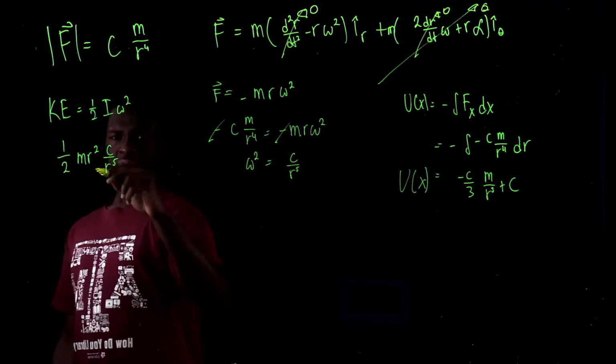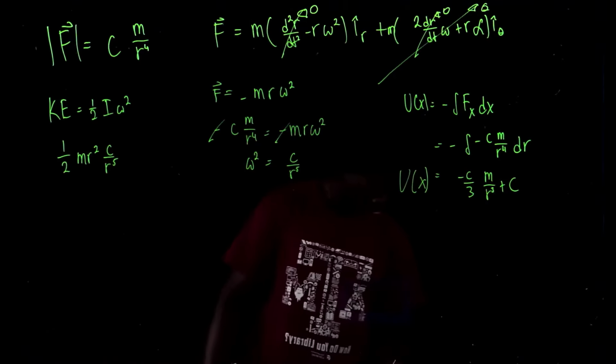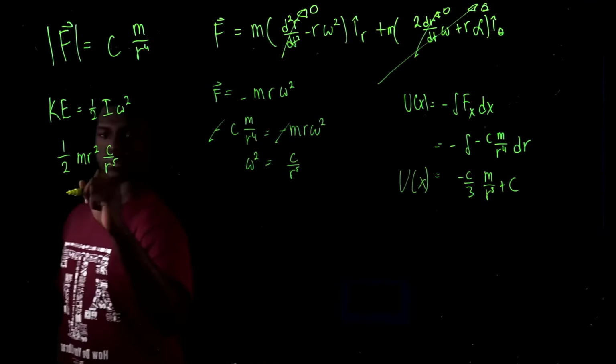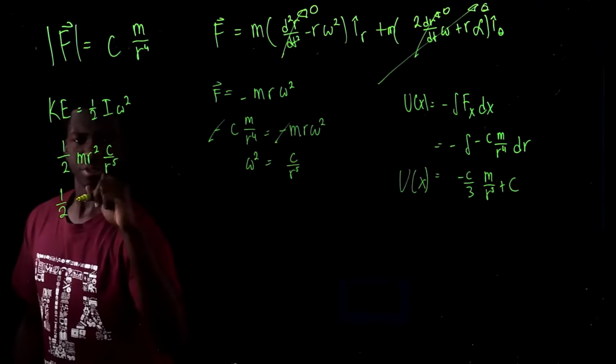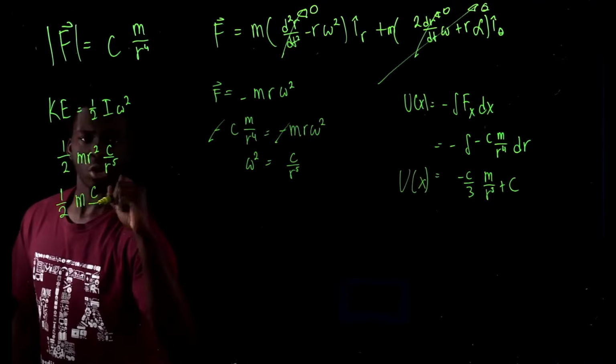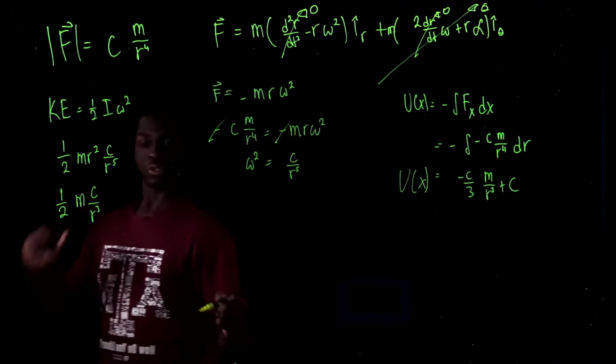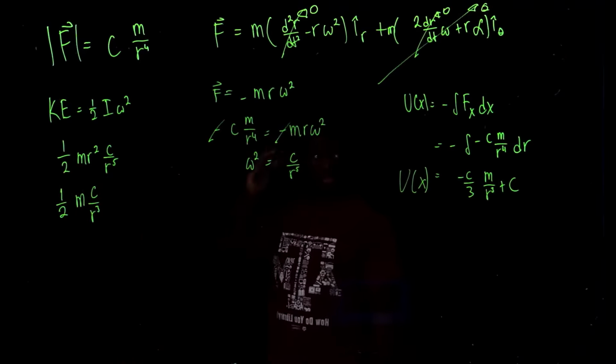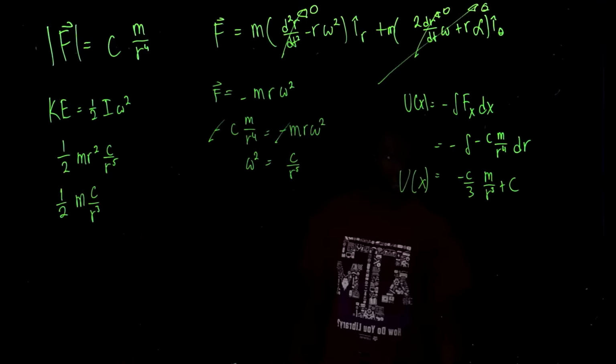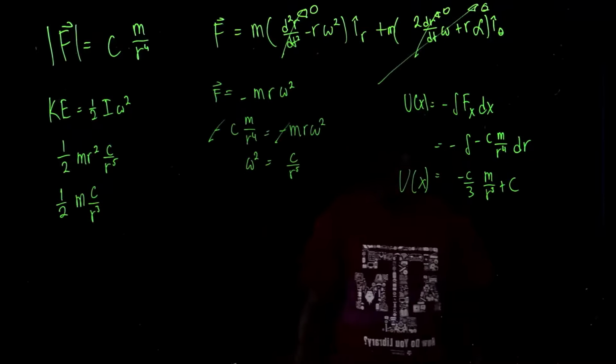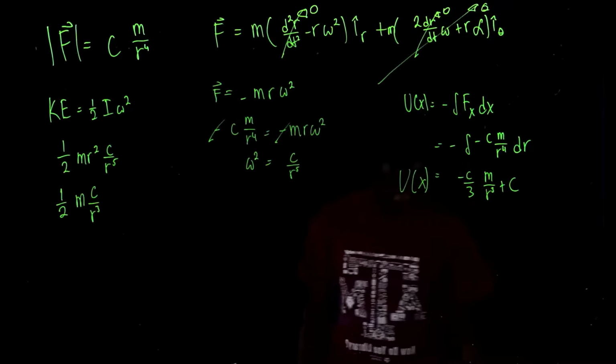We can just make it half MC over R cubed. And that is C over R cubed. So C over R cubed, okay?